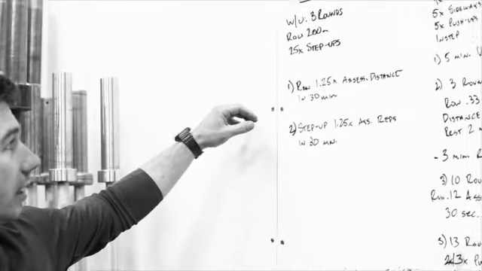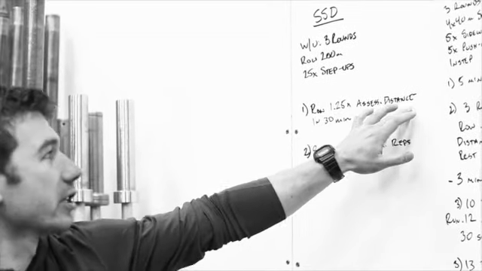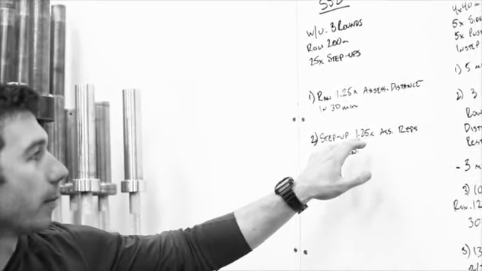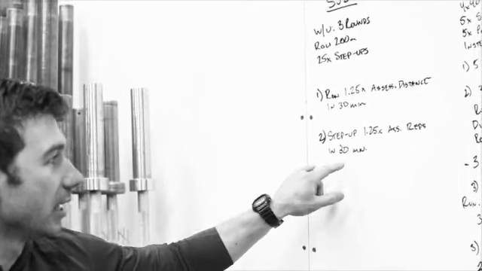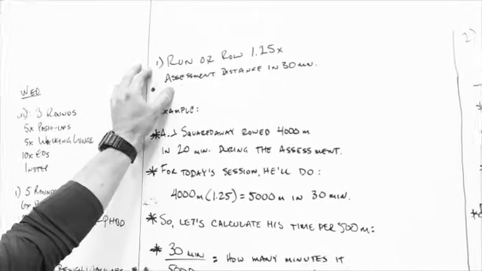Here's today's session. It's just row 1.25 times your assessment distance in 30 minutes, and then step up 1.25 times your assessment reps in 30 minutes. That's it. It's real simple. Let's take a look at the first one.